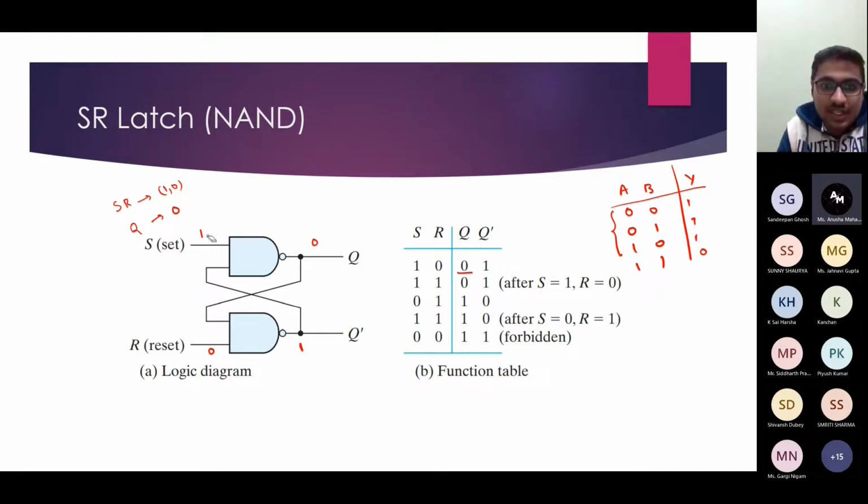Now if you consider another case, here reset is 1 and S is 0. So here you can see if any NAND gate has a 0 input, then the output will be 1. So here 1 1 will produce 0. So when R is 1, Q is going to be 1.